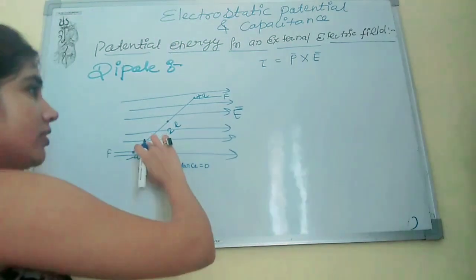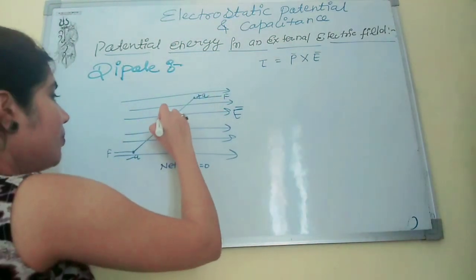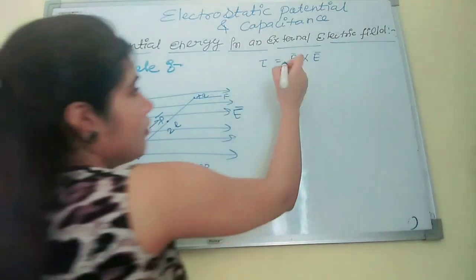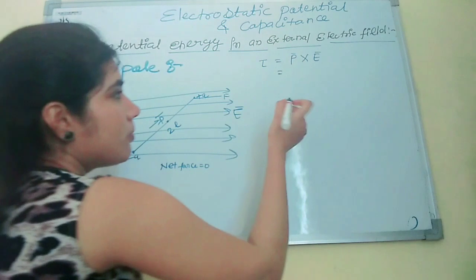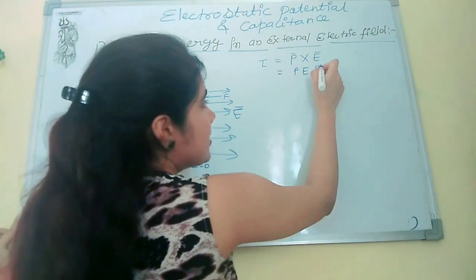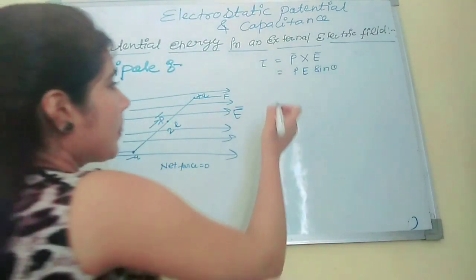The direction of the dipole moment is from minus Q to plus Q. That is the direction. Now simply remove the cross, then we will get PE sin theta. We can write it like this: PE sin theta.